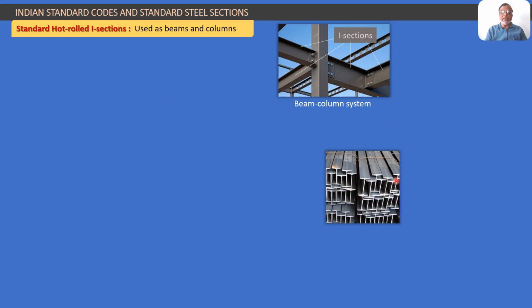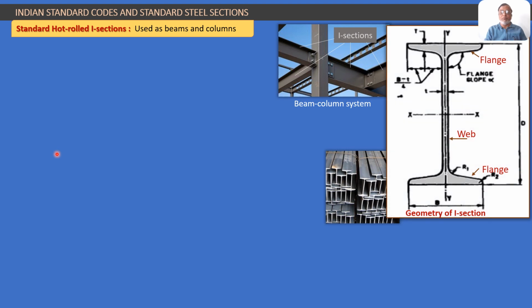These are the I sections as available. They are stacked in the steel yard, and you can see when you will visit the steel yard, you will see all the I sections stacked like this. Now this is the typical shape and geometry of standard I section as given in the IS 808.